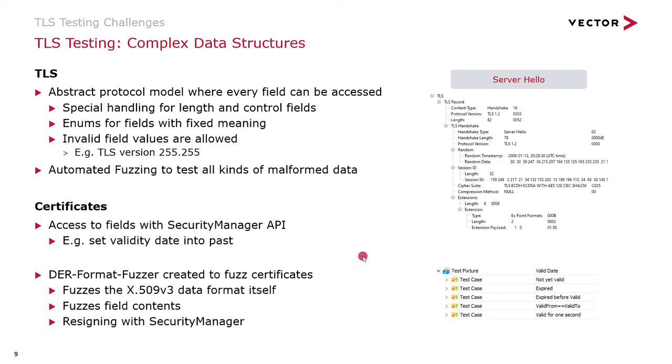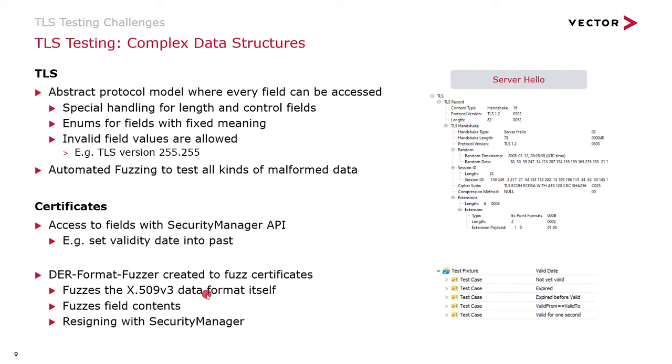And what we've also created is a fuzzer for the certificate format itself. So this is an X509 certificate formatted as ASN.1. And for this format, we have a special fuzzer, which fuzzes it. It's also a kind of type-length-value format. And we can fuzz all these length and type fields and see whether the parser for certificates is also robust.